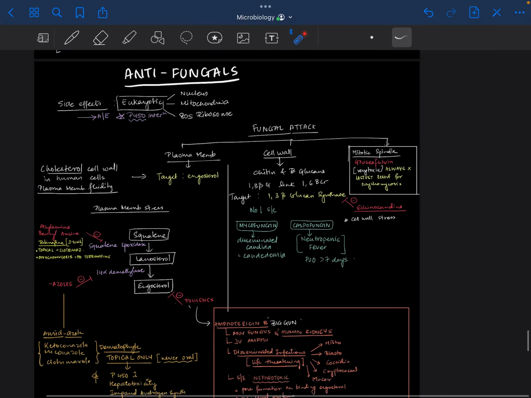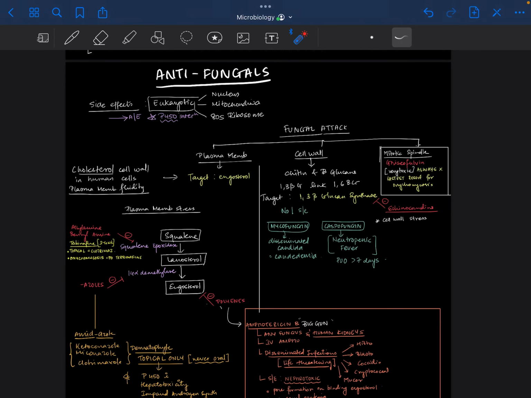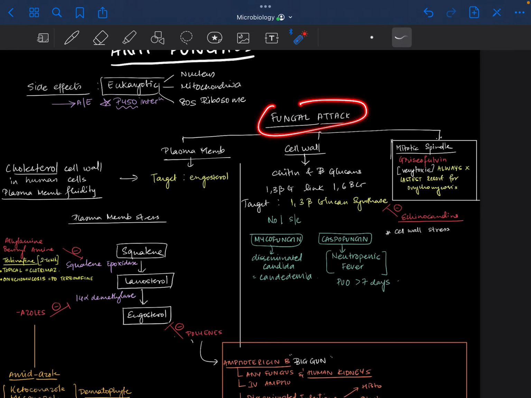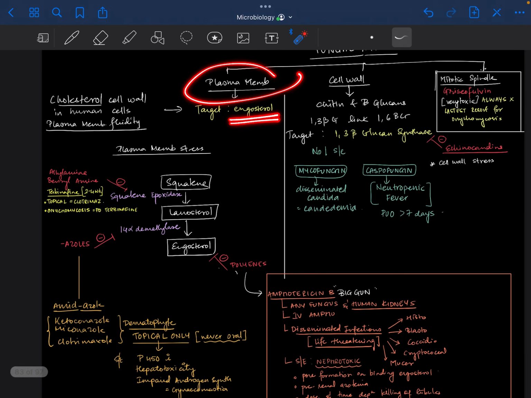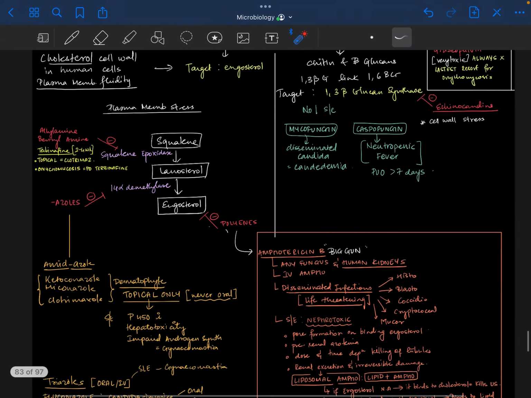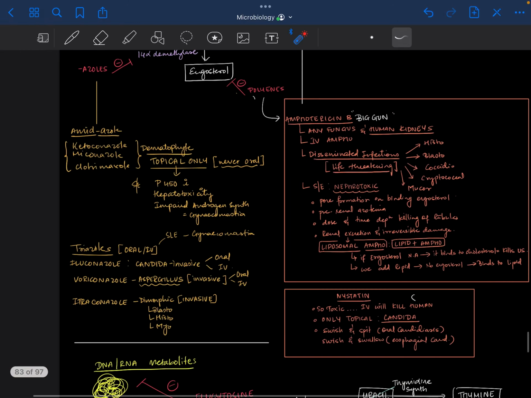So this is your antifungals. The first thing that you need to know is these P450 interactions, because it is important. How does it attack? It attacks the plasma membrane, the cell wall, the mitotic spindle, and the DNA translation by flucytosine. Okay, how the plasma membrane? By the ergosterol pathway: squalene, lanosterol, ergosterol. Squalene epoxidase is inhibited by terbinafine. Lanosterol to ergosterol by 14 alpha demethylase is inhibited by the azoles.